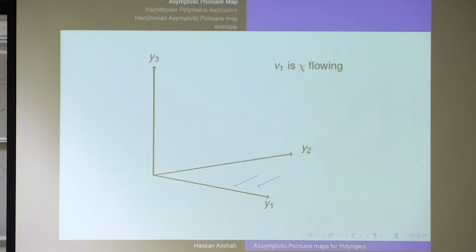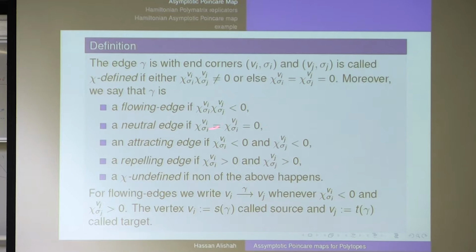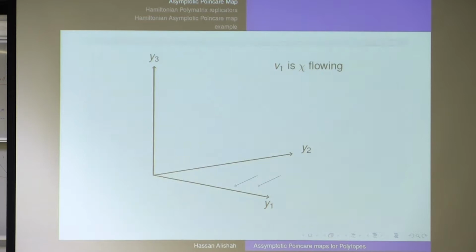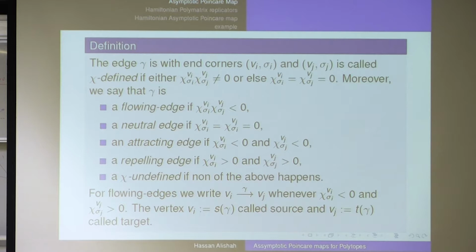But the interesting result comes when you have a cycle, where all the edges are saddle. So these are also some definitions. In principle, a flowing edge is when you have this type of linearization, when your skeleton character is a saddle. A neutral edge is when they are equal, and then there are attractive edges and repelling ones. So what I'm interested in is these flowing edges.